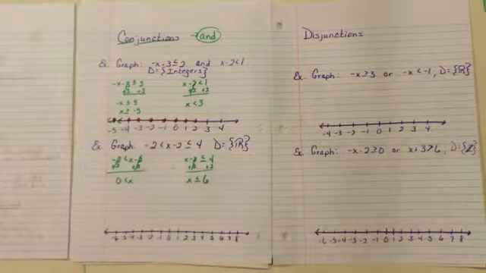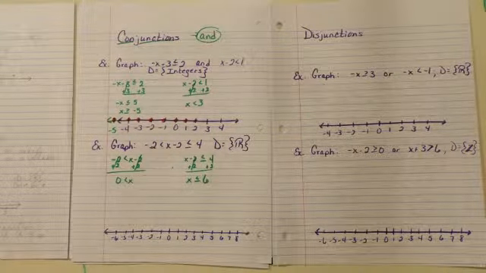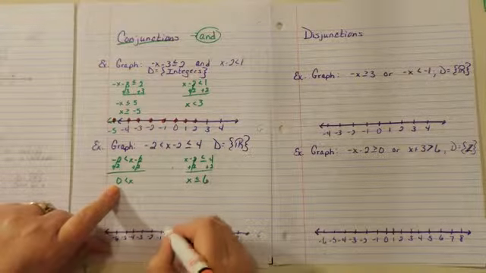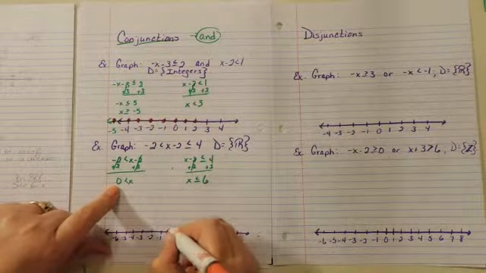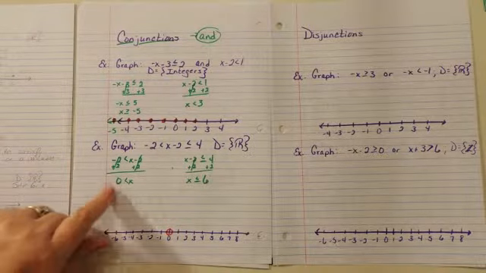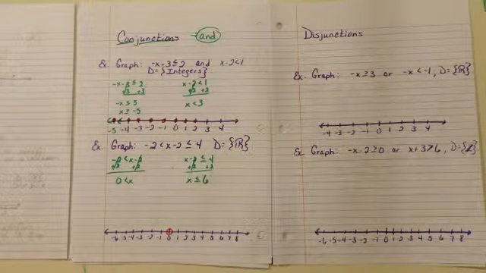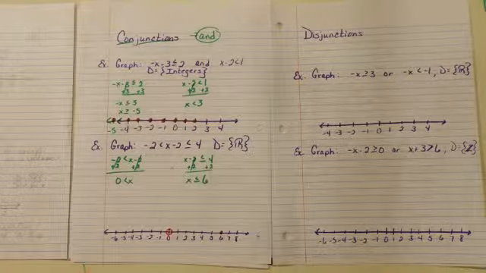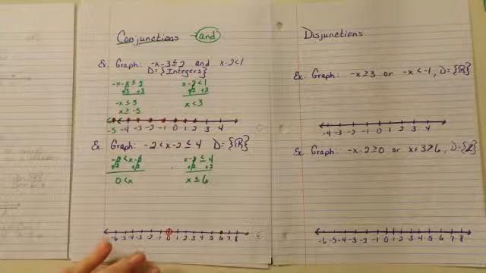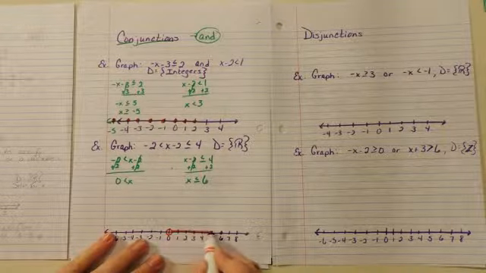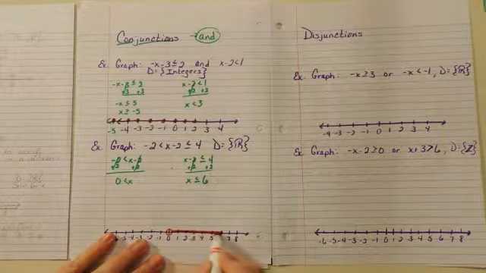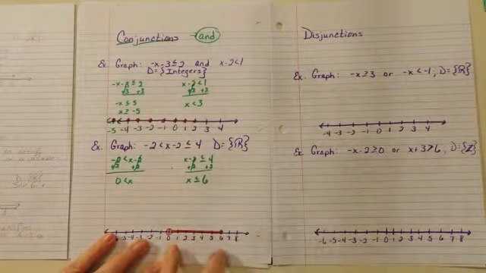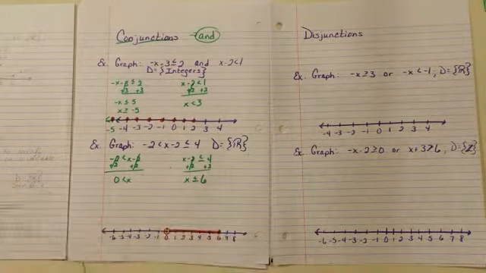Okay, so our domain is all real numbers. 0 is less than x. So we can put an open circle on 0 because it's not going to equal x. And x is less than or equal to 6. So we can put a closed dot on 6 because it could equal 6. And then we're going to fill in this line. And that is our conjunction. These are the real numbers where both of these equations are true.